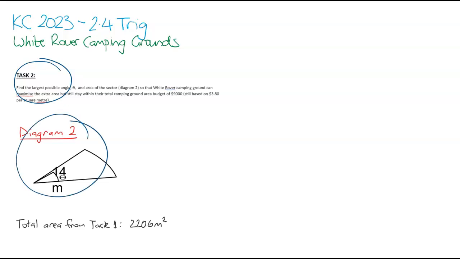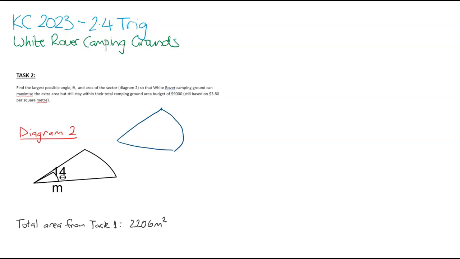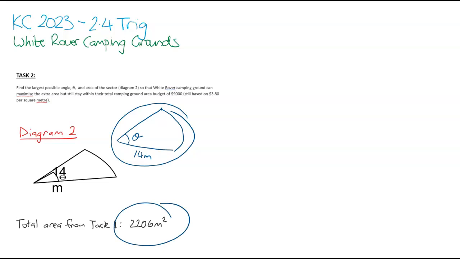And the diagram that was drawn in the question wasn't super clear, but just to clarify, we had our sector, and the angle was unknown, and the radius of the sector was 14 meters. So that was just to clarify. And what's important is basically this sector is being added on to the diagram in part 1. So we need to consider the area from the previous question, which we've got here, and we need to see how the addition will contribute to the total cost of this here.